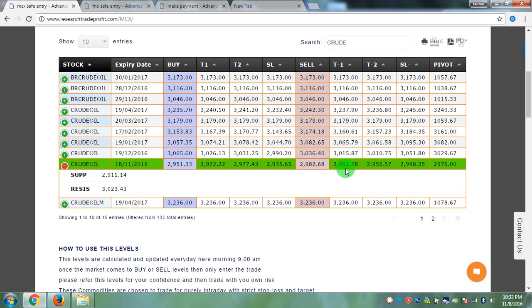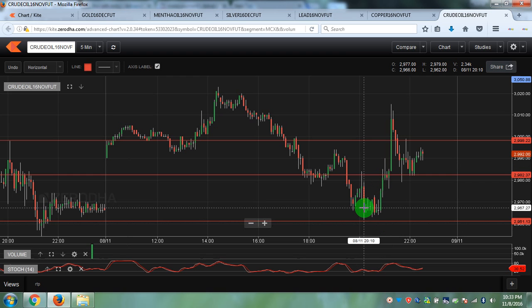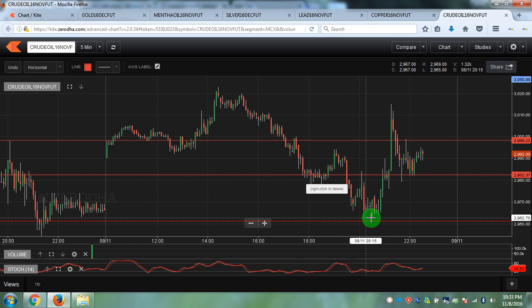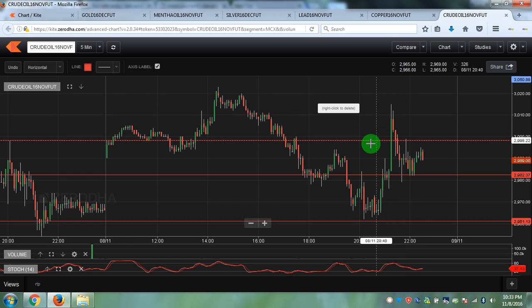You can see this 2961.78, that is almost 2962. You can't consider it as 61, because 0.78 is almost 62. You can see this candle came at 8:10, the low was 2962, and the sell call was generated at 5:45 at 2982. So our first target triggered, and then it went up. These levels will work the first time whenever the market comes to our exact levels.